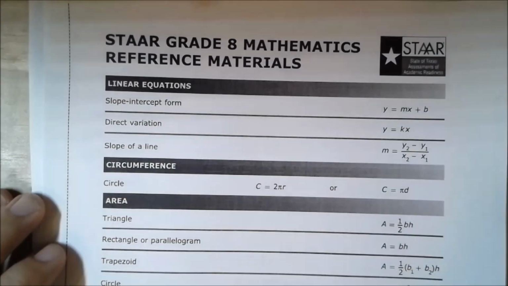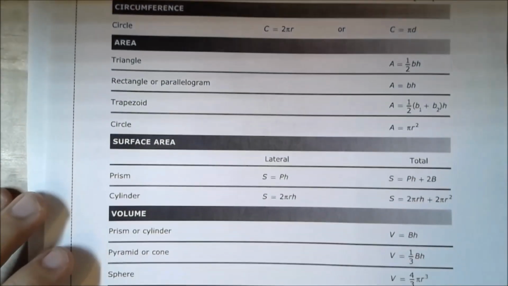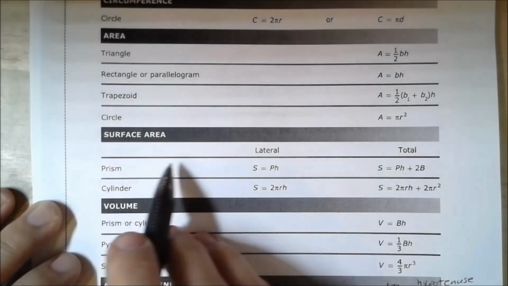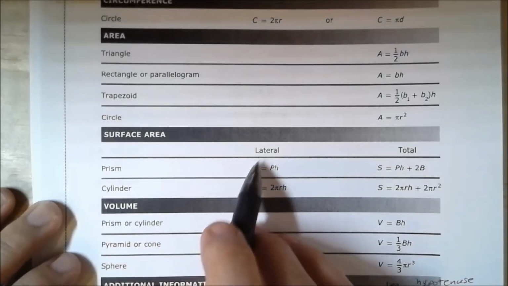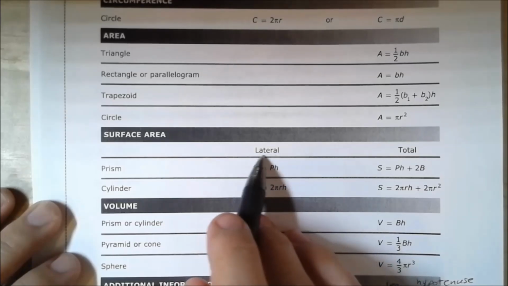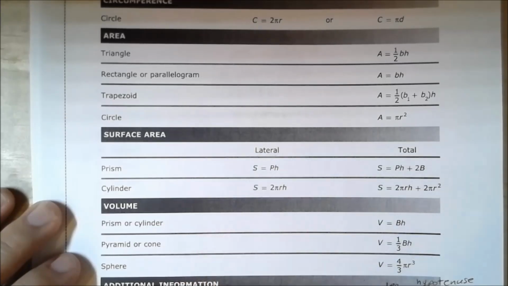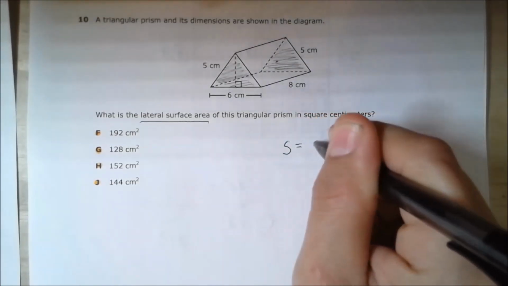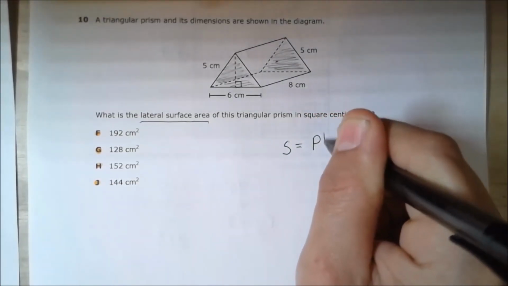So we can go ahead and say, alright, let's look for surface area. It says it's a triangular prism, so a prism will use the formula for lateral surface area. Right here it says lateral, S equals PH. So let's write that down. So we know that we're going to have S is equal to P, which is the perimeter, times H, which is the height.